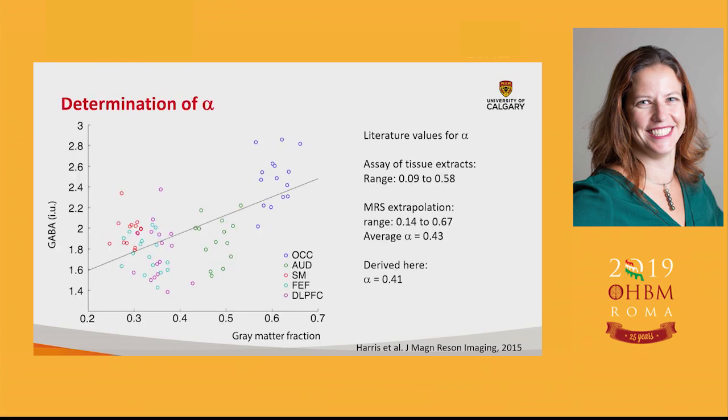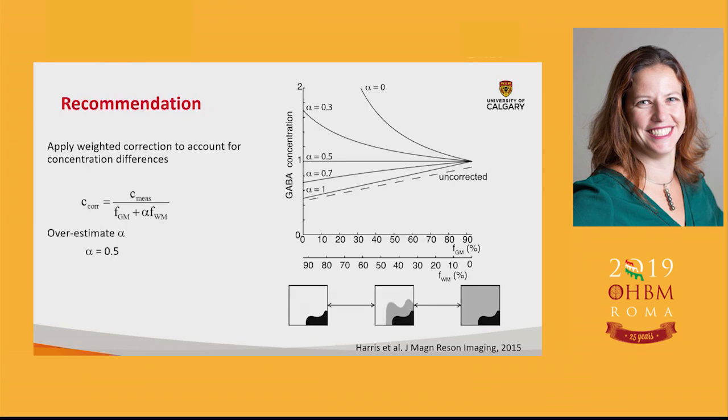So turning to the literature is sort of helpful in this regard, but it is very variable. From MRS studies, we get an average alpha value of about 0.43. A study that we have performed showed that we got an average over a variety of voxels of about 0.41. So we have an estimate of what that alpha is. And through simulations, we know that it's better to overestimate that alpha rather than underestimate it.